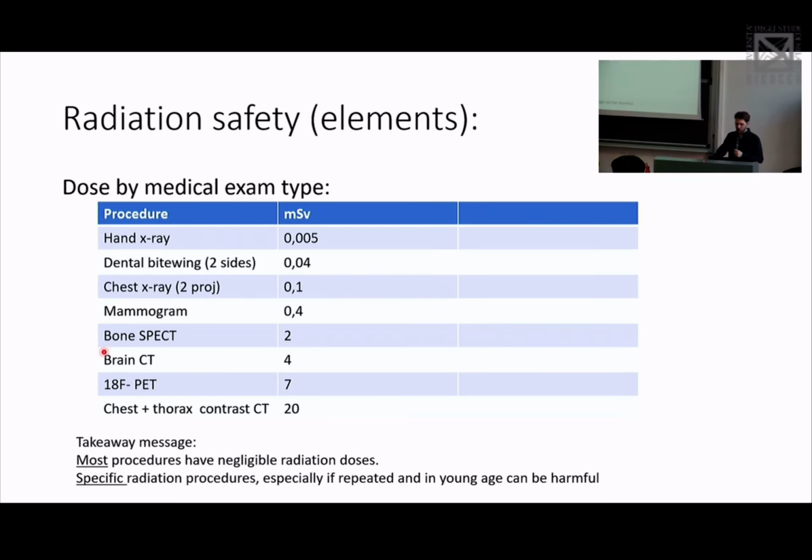When you start working with CTs, you start getting to something which is higher than the typical radiation dose. And if you do a chest plus abdomen CT with contrast media, you can get to 20. So it's kind of a non-trivial dose. So the takeaway message here is that most procedures have negligible radiation dose, but some specific procedures, especially if repeated and at a young age, can actually be harmful.